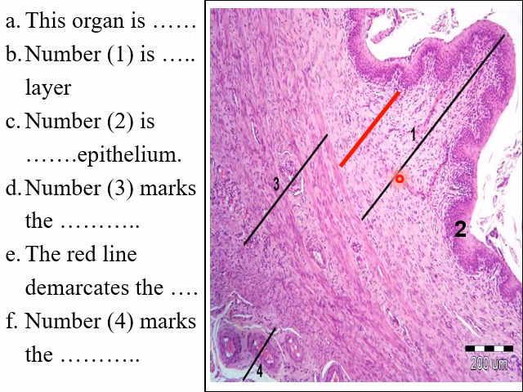I can see only the mucosa, which is the black line, number 1. Number 2 is the non-keratinized stratified squamous epithelium. The red arrow here is the lamina propria. Number 3 is the smooth muscle, and number 4 is the adventitia.